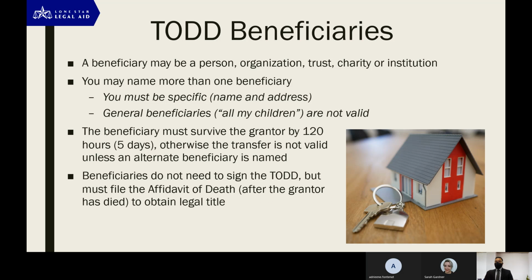So who can be a TOD beneficiary? It can be a person, an organization, a trust, a charity, or an institution. If you don't have someone you love you want to leave it to, you want to leave it to your church or your community center, you can do that. You can name an organization in there. You can name more than one beneficiary. You've got 3 kids, you can put all 3 of them in there.